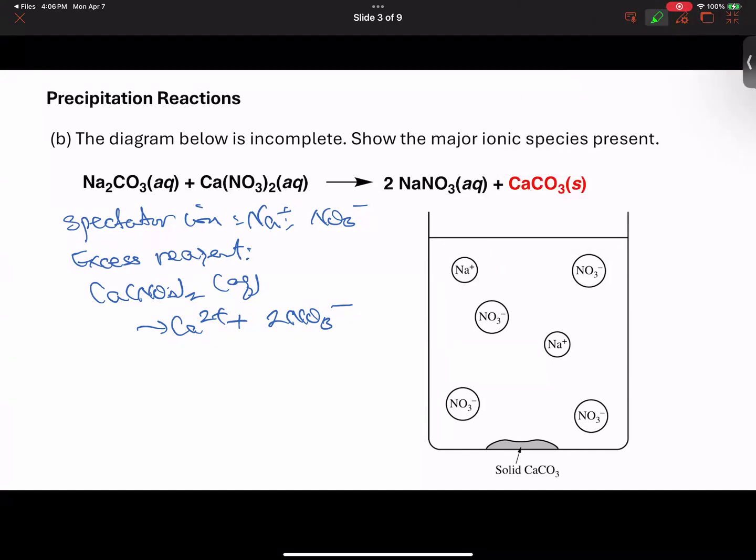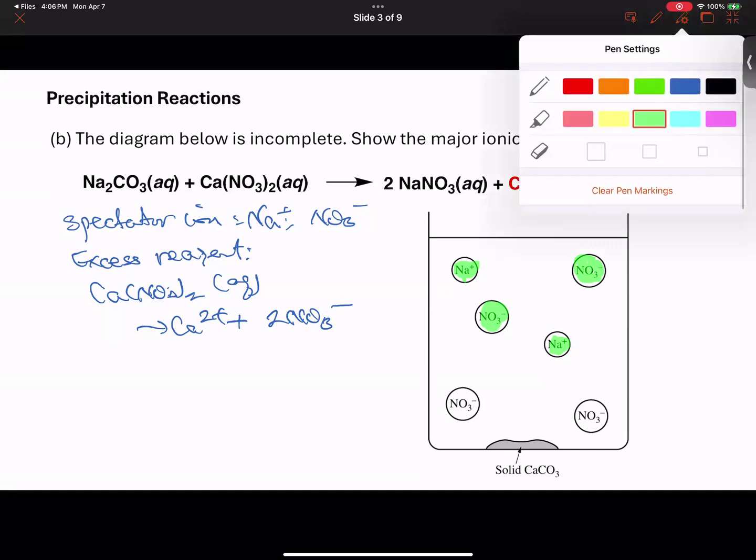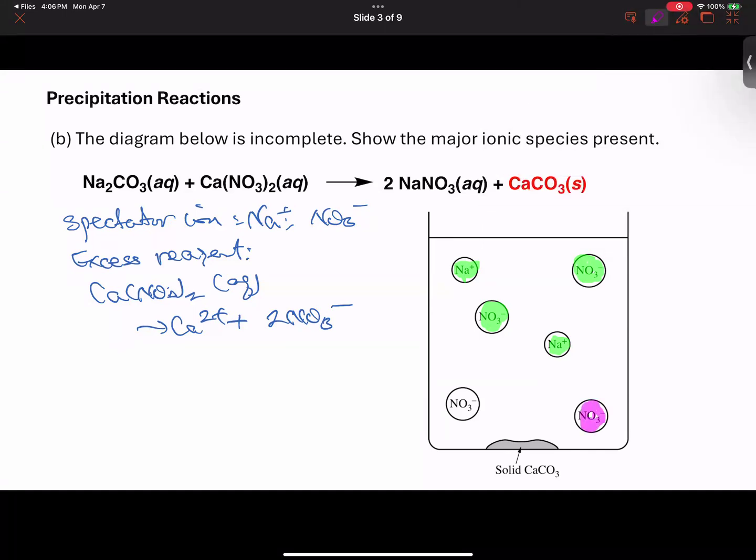Here we see 2 of, let me circle it, nitrate and sodium, and nitrate and sodium. So these are the spectator ions. Now the other remaining 2 are those nitrate ions right there, but the cation is missing, so we need to draw the cations. The cations must be calcium 2+ cations.